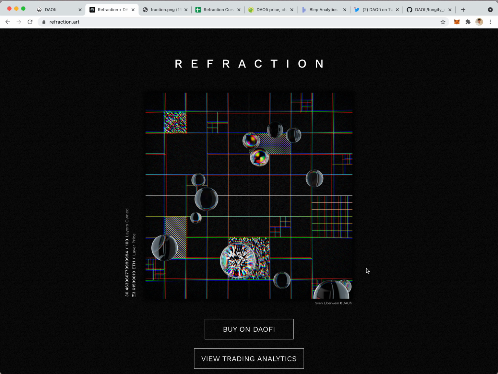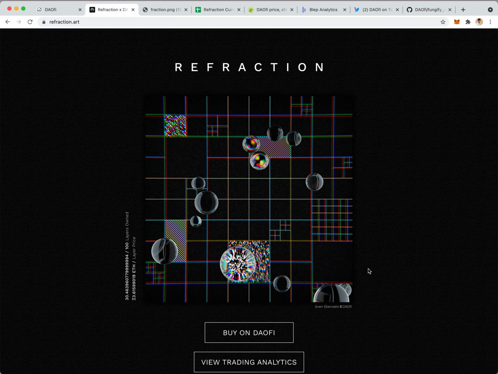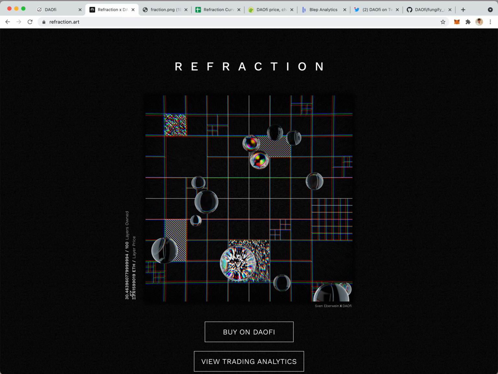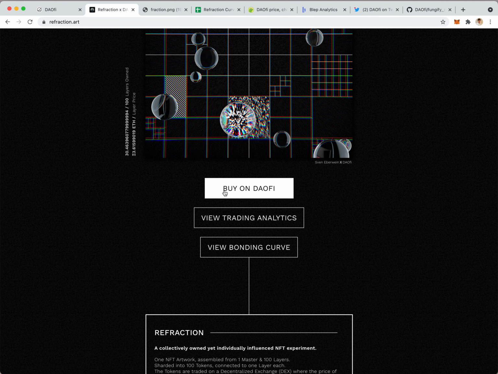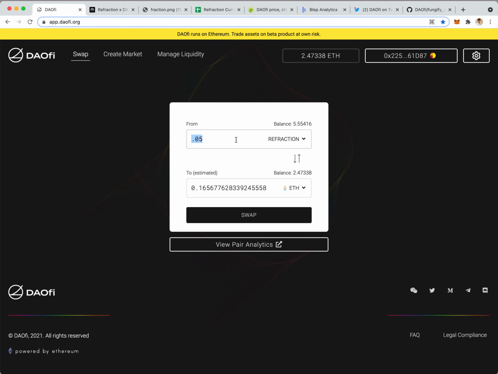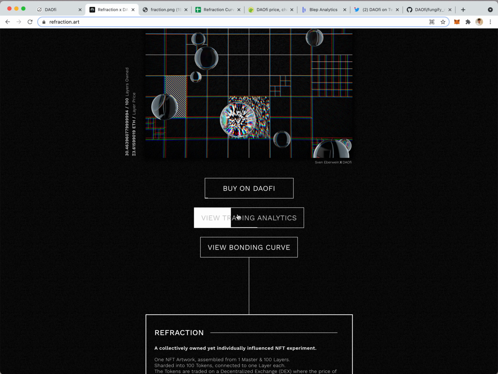And if the price is up in 24 hours, the art has one style to it. If it's basically down in 24 hours, there's another style to the art piece. The three most important links to Refraction by Sven Iberween: first is where to buy it, which is on DAOfi, and that's right here. You just basically swap, just like you would on Uniswap. You can also see the bonding curve.